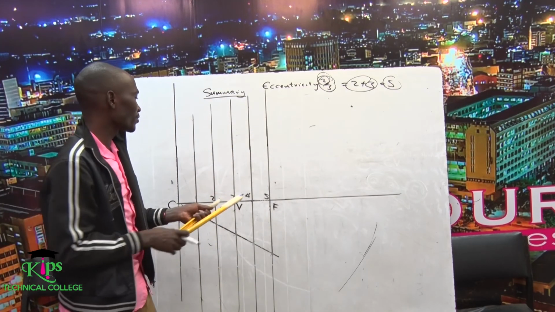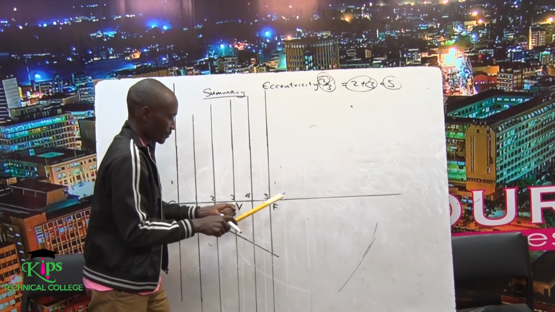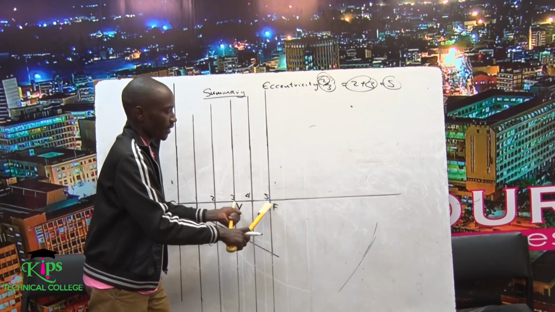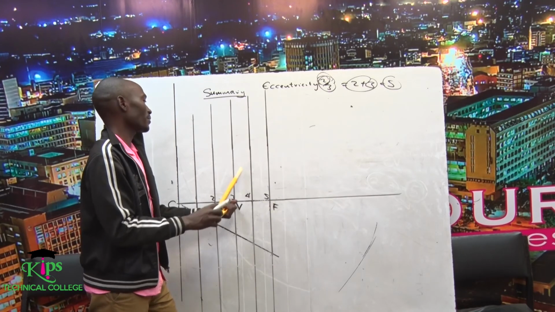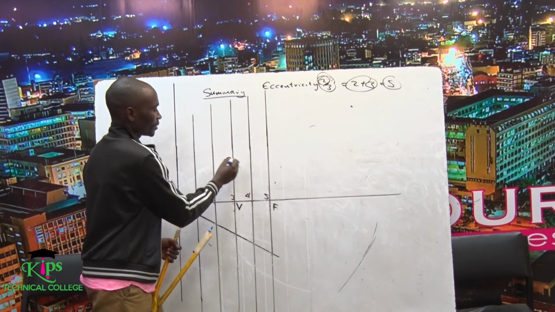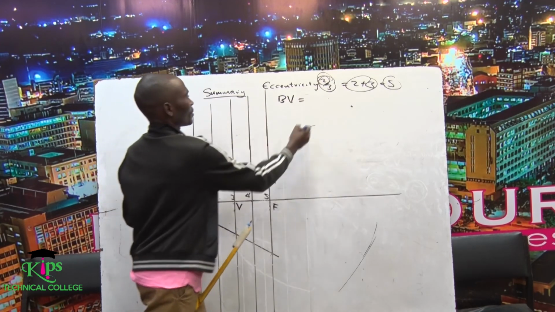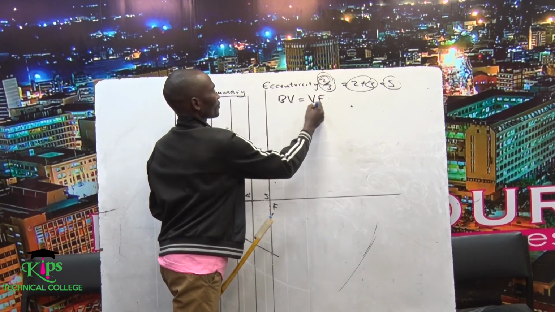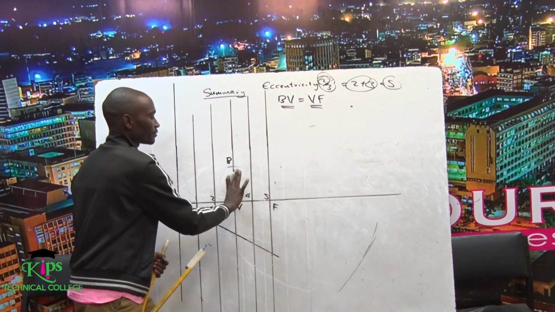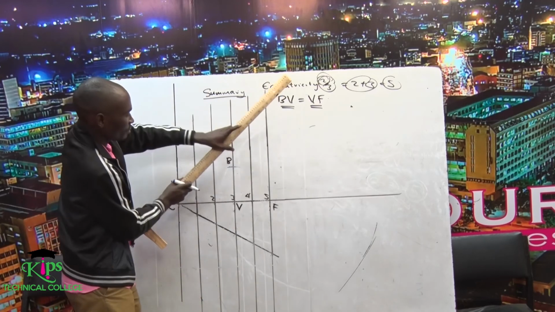Then from there, we took the distance from V to F. This distance, V to F. Then we marked at the top. I call it B. So BV is equal to VF. So you can see the way I've transferred this same distance. I've placed my canvas, then marked. From there, took my ruler.